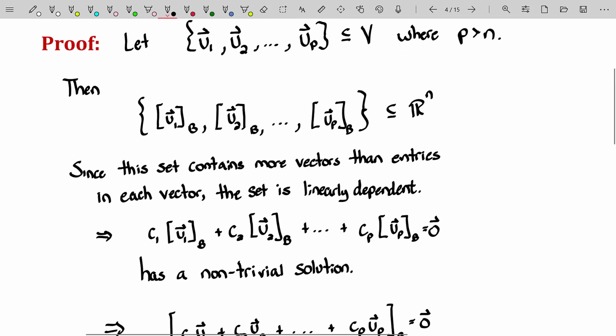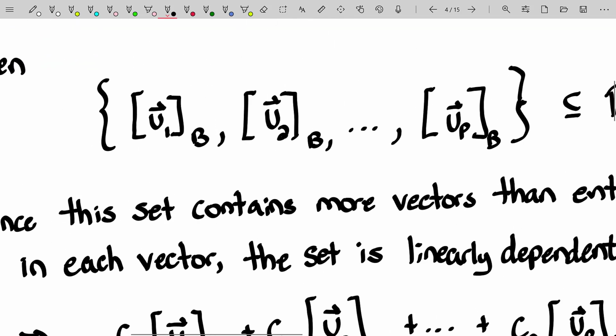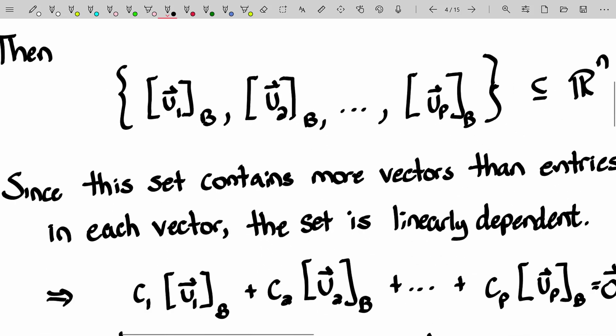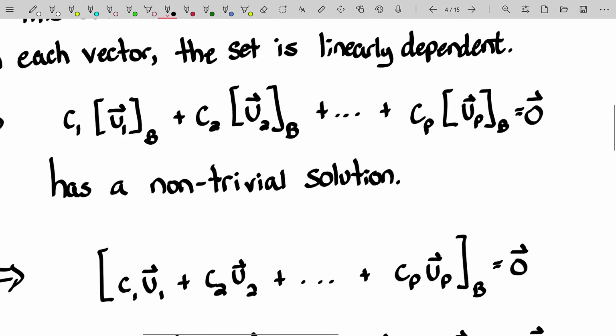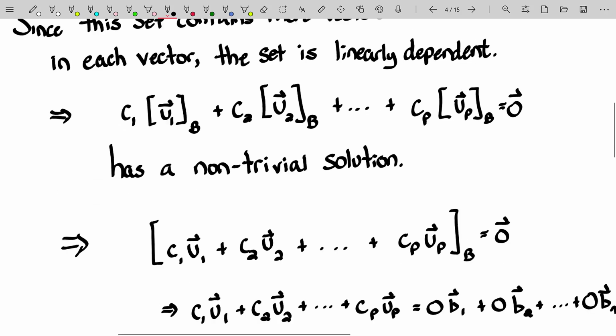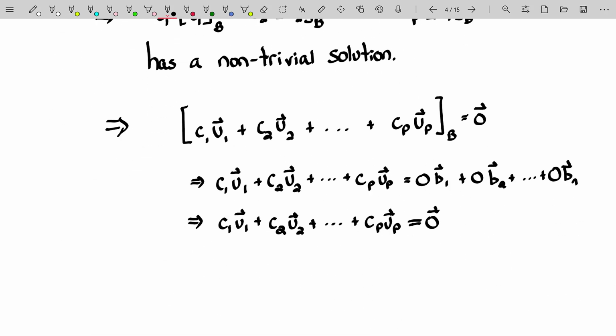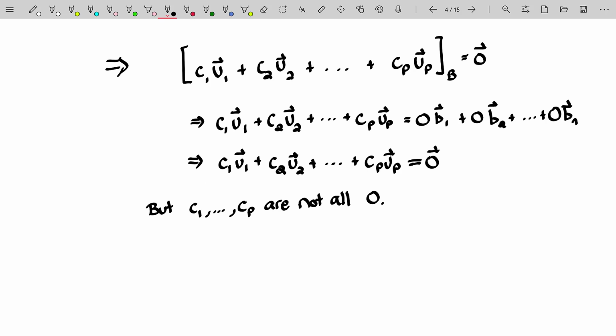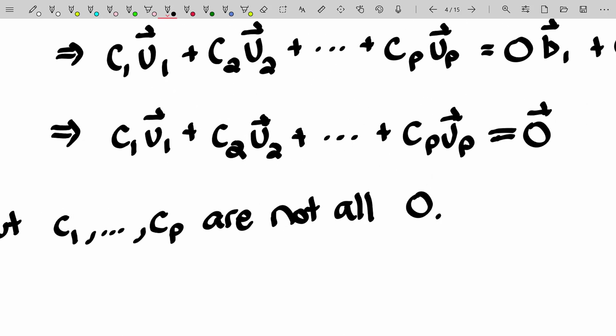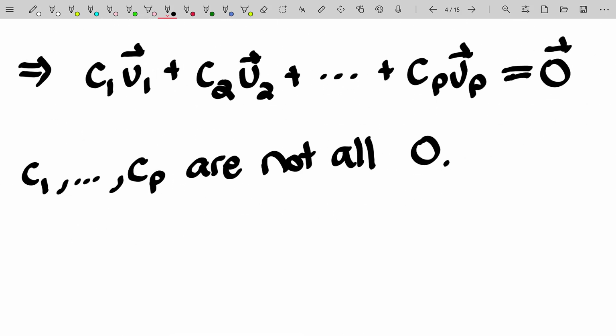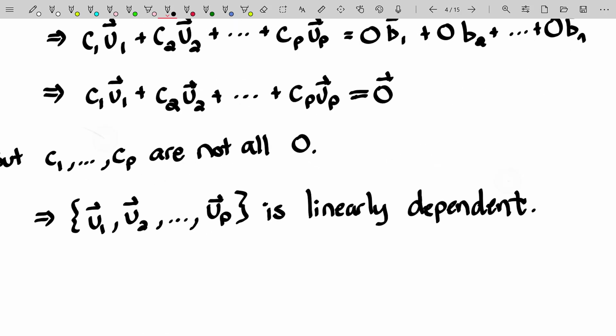However, we said something about those constants C. They started way up here. The fact that this set contains more vectors than entries in those vectors, we know that this equation has a non-trivial solution. That is, C1 through CP are not all 0. And by the way, those are the same C1 through CP we've kept this entire time. What this means is that that equation right there has a non-trivial solution, which means U1 through UP forms a linearly dependent set. And that's the end of the proof.